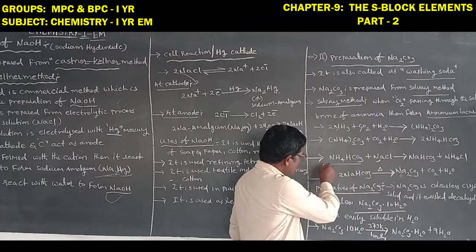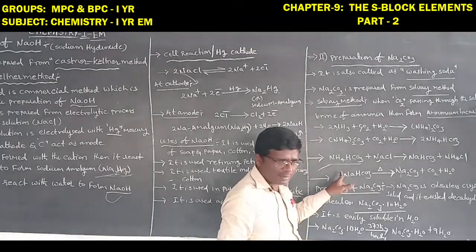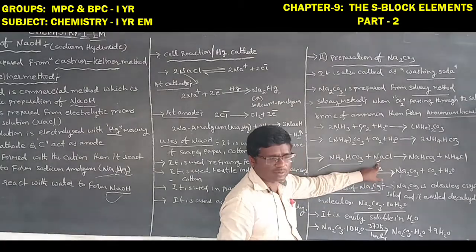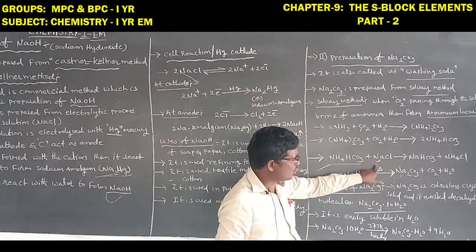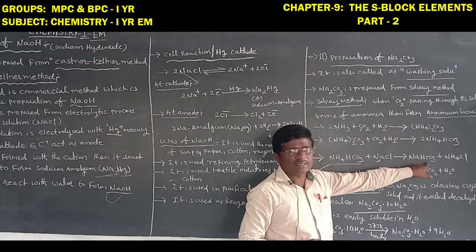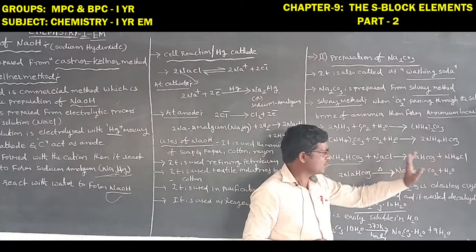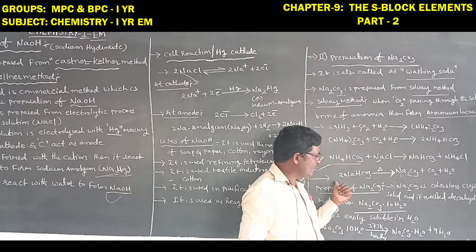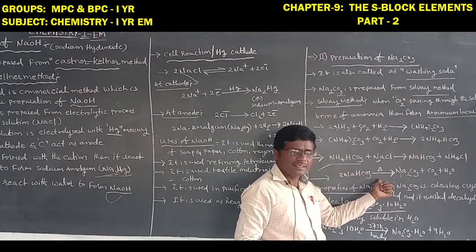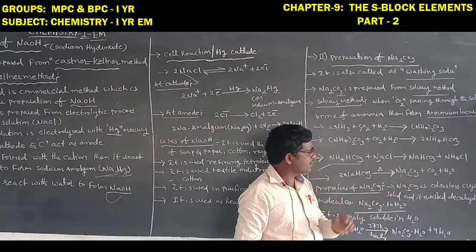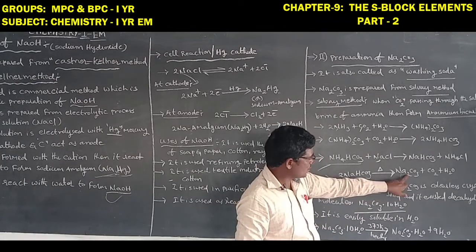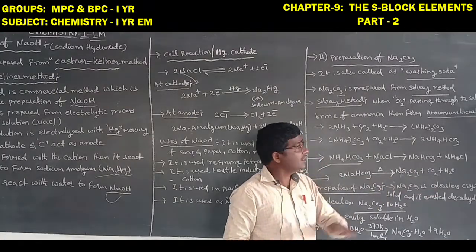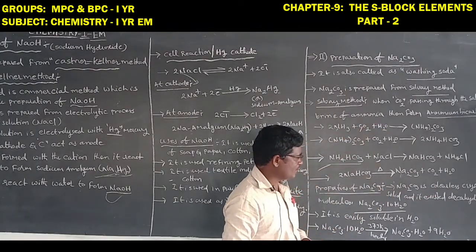In the third process, ammonium bicarbonate is treated with the brine solution, sodium chloride solution, to form sodium bicarbonate and ammonium chloride. Next, sodium bicarbonate is heated at high temperature to form sodium carbonate, CO2 and H2O. That is the preparation of sodium carbonate.